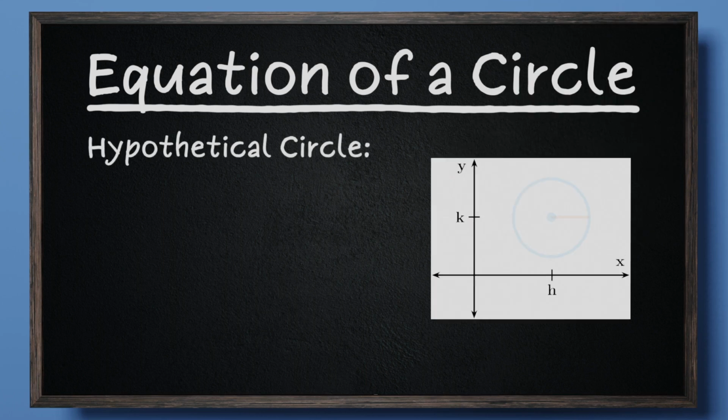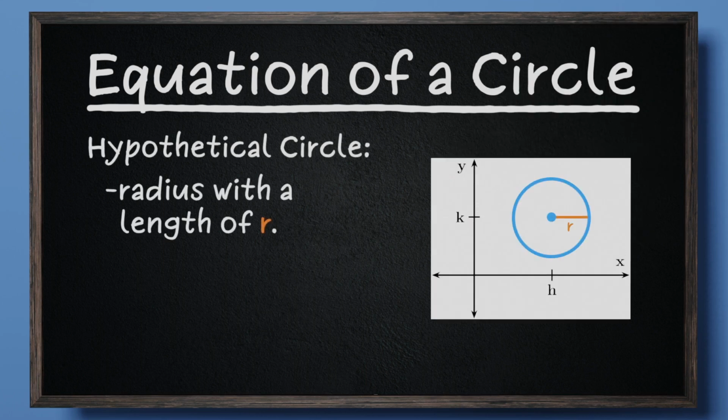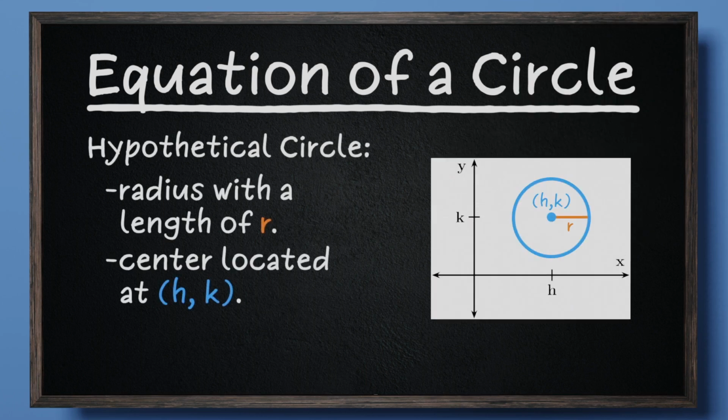Let's assume we have a hypothetical circle with a radius of length r and a center at the hypothetical location (h, k) on the graph. The equation of a circle with a radius of r and with a center at (h, k) is (x - h)² + (y - k)² = r².